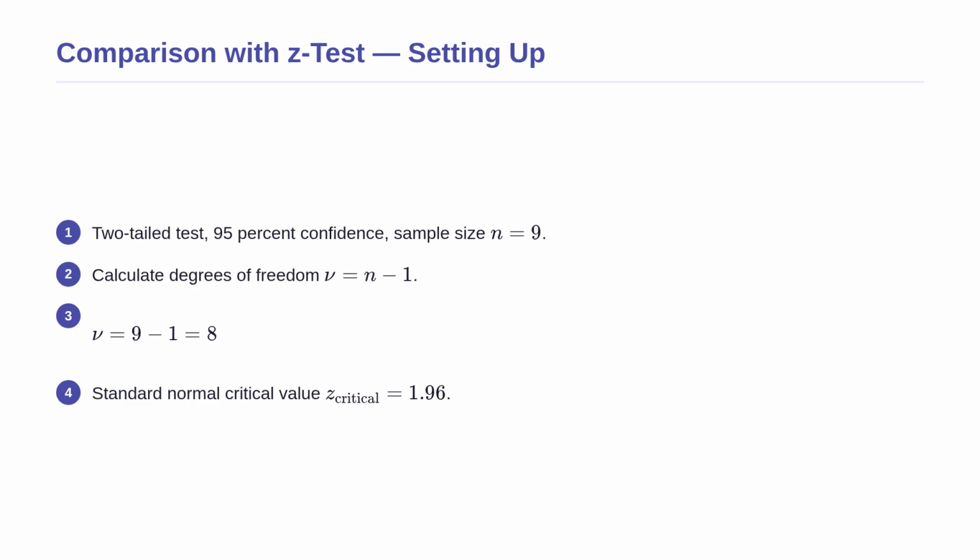Now that we have calculated a t-statistic, let us compare its critical cutoff values against a standard z-test. Suppose we are conducting a two-tailed hypothesis test and want to be 95% confident in our results. We have a very small sample size of 9. First, we must determine the degrees of freedom for our t-test, which tells us which specific t-distribution curve to look at. We calculate this as the sample size minus 1, giving us 8 degrees of freedom. Next, we note the critical value for the standard normal z distribution at a 95% confidence level, which is a well-known constant, 1.96.